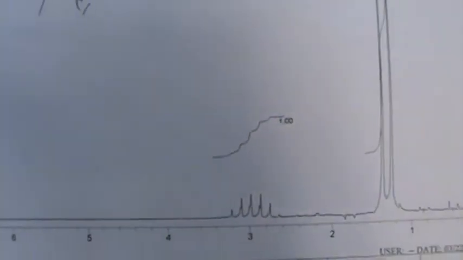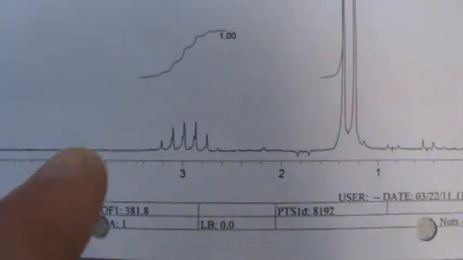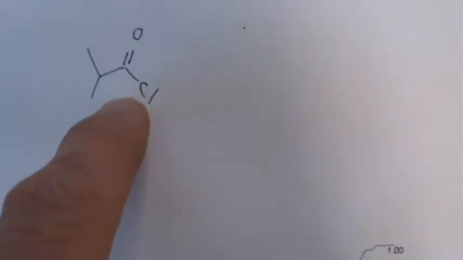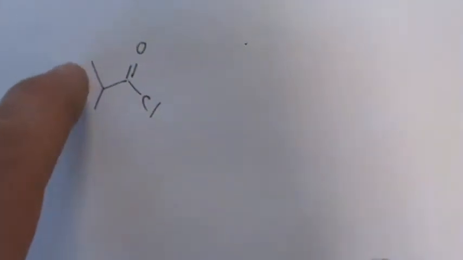The NMR, we already talked about that last time, so you guys should already know about that. This should be a septet, and it belongs to the single hydrogen right in there. The two methyl groups, there's 6 of them, is this doublet.